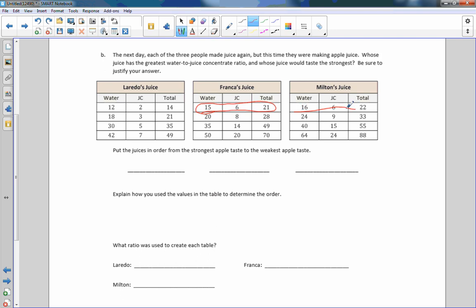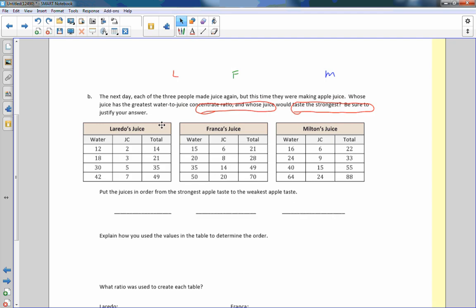Those two. So we have the same juice concentrate here, but Milton's has more water in it, so his is weaker. So I already know Milton's is weaker than Francesca. So if I have Laredo here, and Francesca here, and Milton here, and I'm putting them in order.